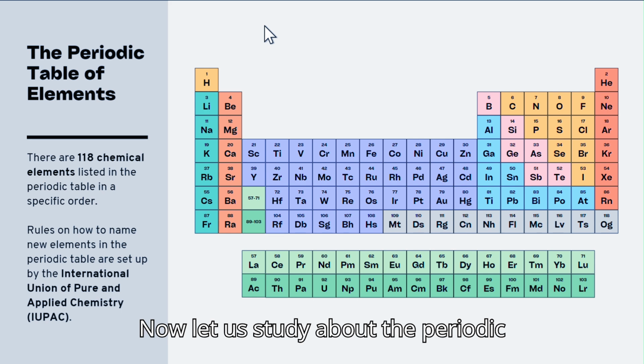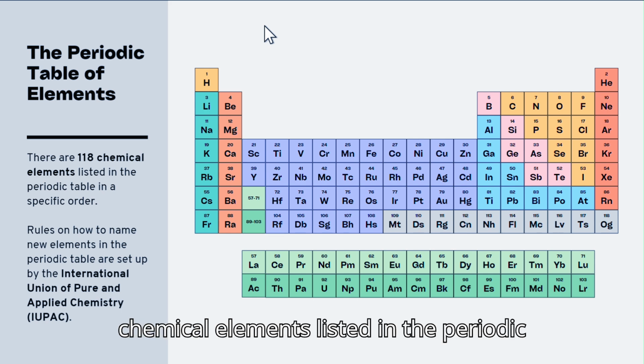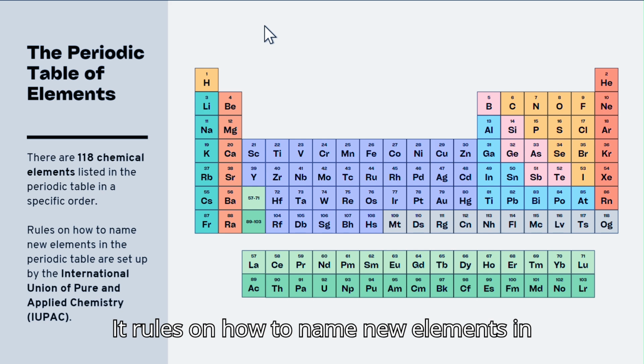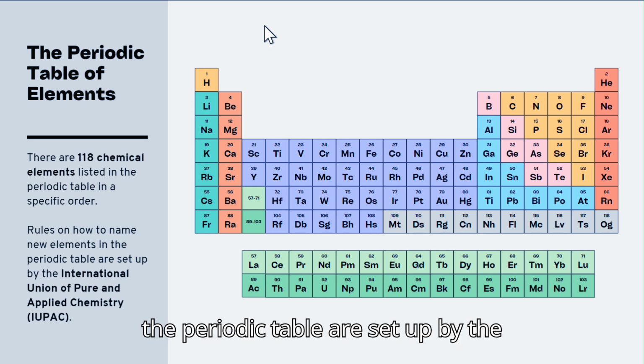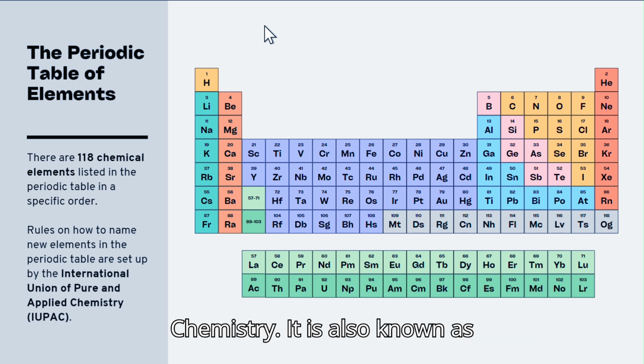Now, let us study the periodic table of elements. There are 118 chemical elements listed in the periodic table in a specific order. Rules on how to name new elements in the periodic table are set up by the International Union of Pure and Applied Chemistry, also known as IUPAC. The periodic table is set on the basis of rows, columns, and blocks.